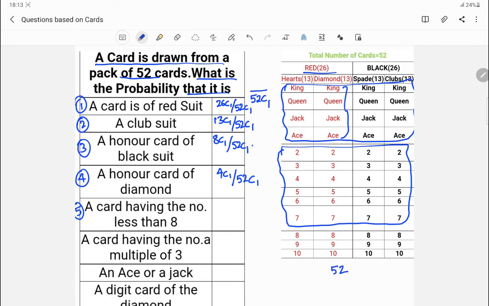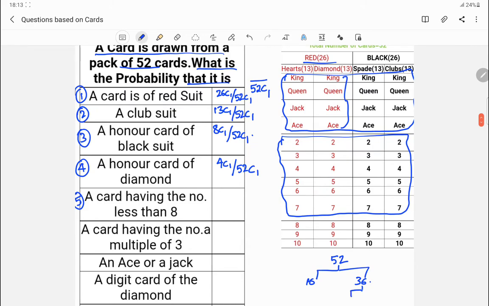Out of 52 cards, 16 are honor cards, 36 are digit cards. Out of these 36, I need to subtract the cards that have digit 8, 9, 10. Each of them has 4 cards, so there will be 4 plus 4 plus 4, so 12. If you subtract 12 from it, there will be 24 such cards. Out of 24, I need to draw 1 and the denominator will be 52c1.